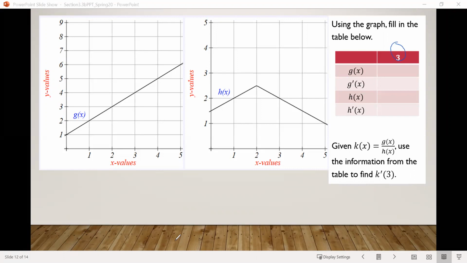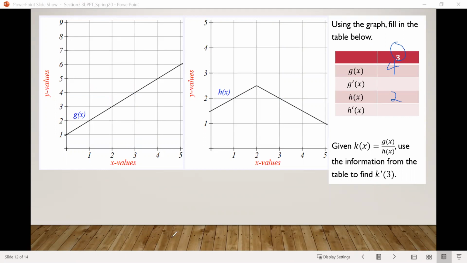So g of x, if I evaluate it at 3, looking over here, it looks like we get an output of 4. And for h of x, if we evaluate that at 3, it looks like we get an output of 2, right? Okay, let me rewrite that. There we go. All right, now let's talk about evaluating the derivatives of each of these at these particular points.